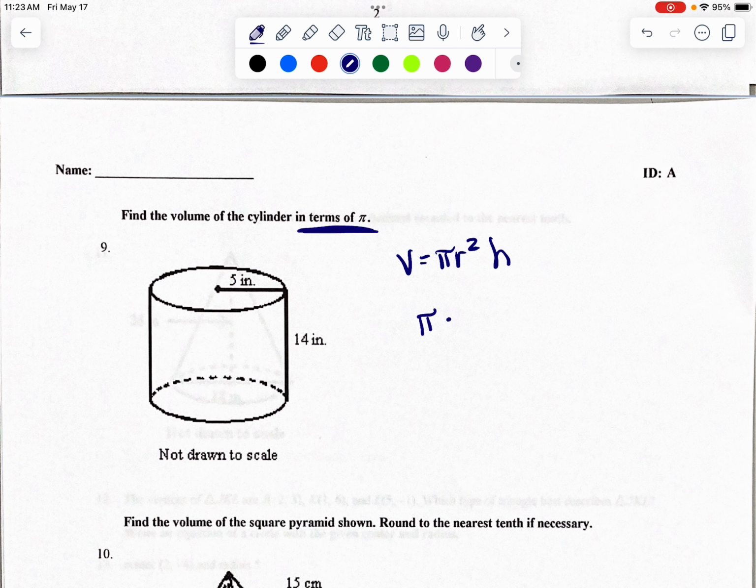So it's going to be pi times the radius, which is 5, squared, and then 14. So 5 squared times 14 is 350. So the volume for this one is going to be 350 pi cubic inches.